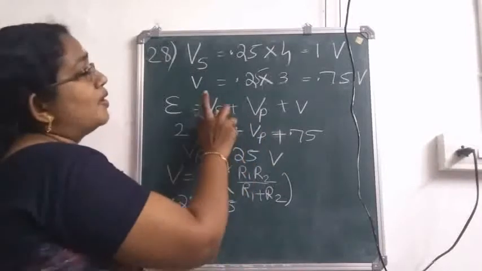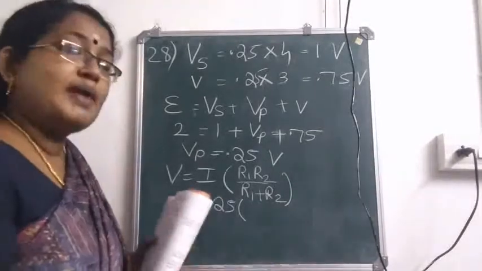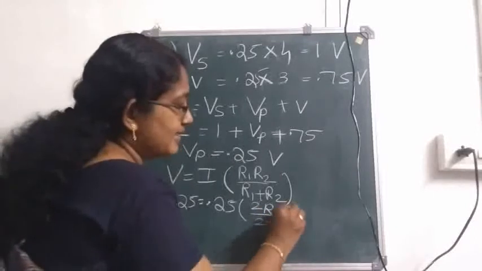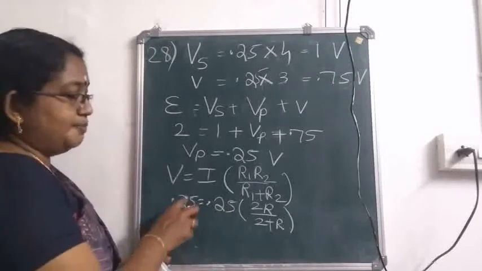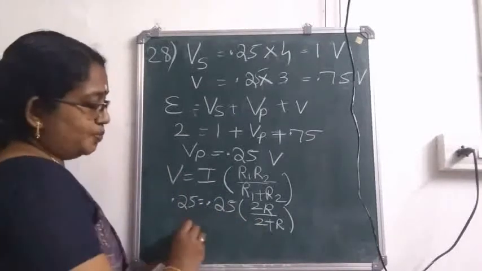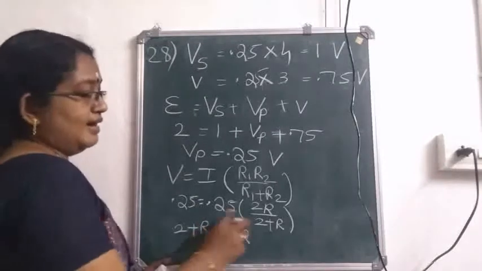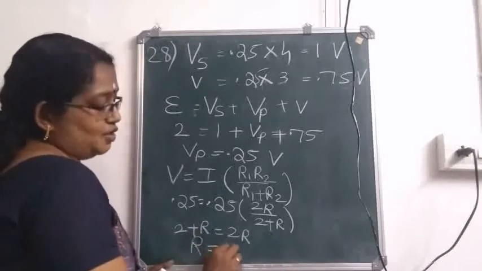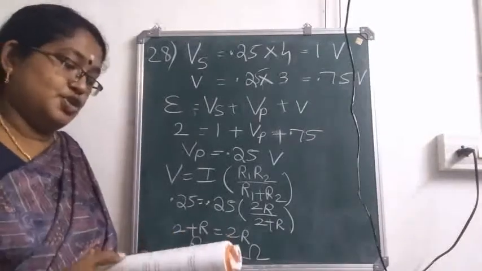Then what about the current flowing through the circuit? It is also 0.25 into, 2 ohm and R ohm are connected in parallel, so here 2R by 2 plus R. Okay. Now 0.25 can be taken to this side. 0.25 by 2.25 will be equal to 1. So this 2 plus R can come to this side. 2 plus R is equal to 2R. R will be taken to this side. So 2R minus R is R, or you can write R is equal to 2 ohm. So the value of R is 2 ohm.